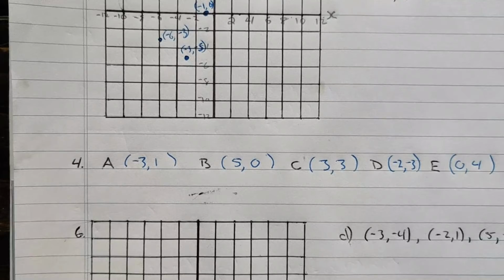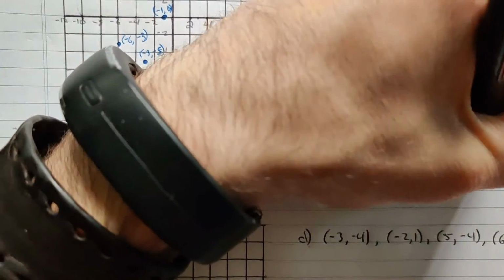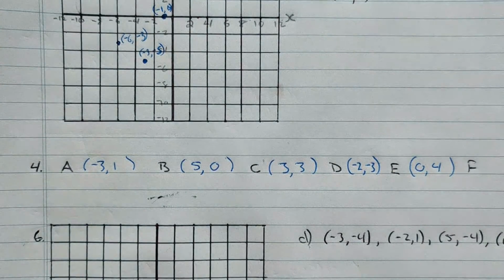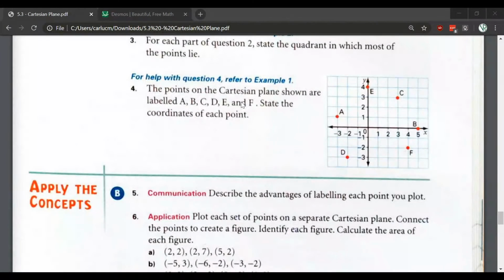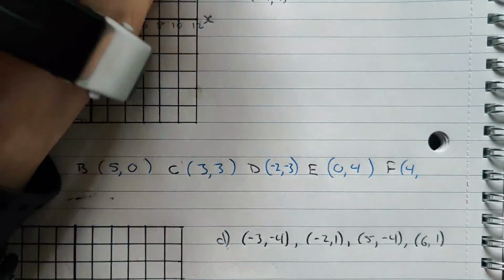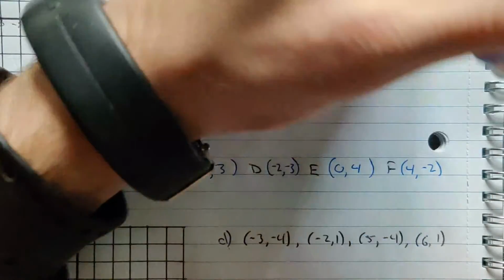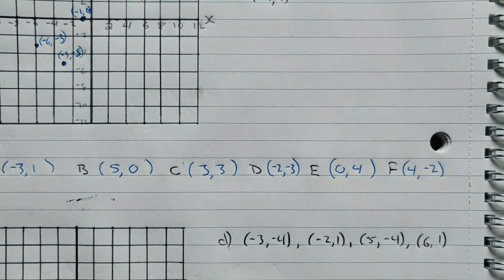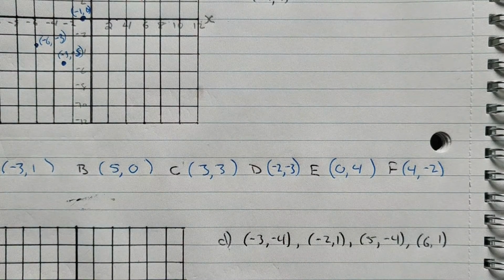And then that last one is F. So F is located down at 4 on the x-axis and then -2 on the y-axis. So 4 on the x-axis and -2 on the y-axis. And so the coordinates are 4, -2.